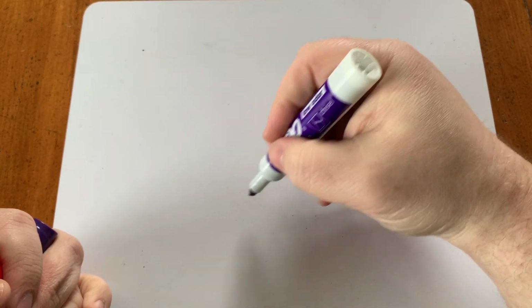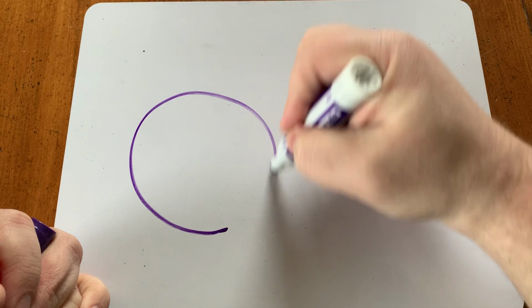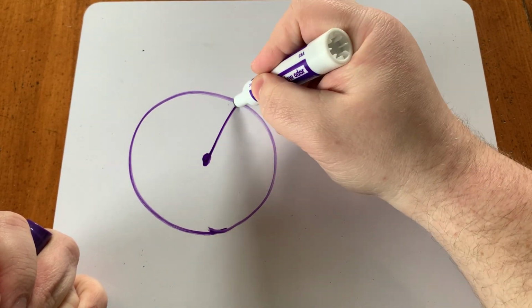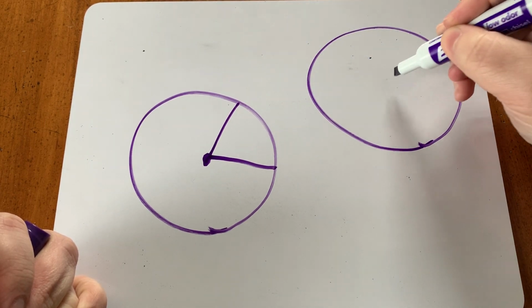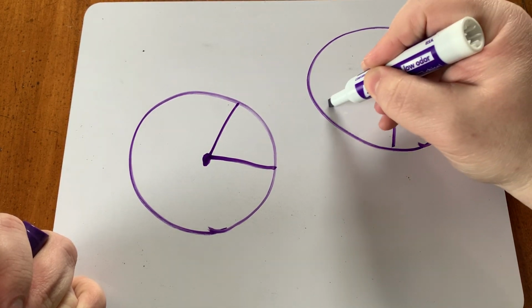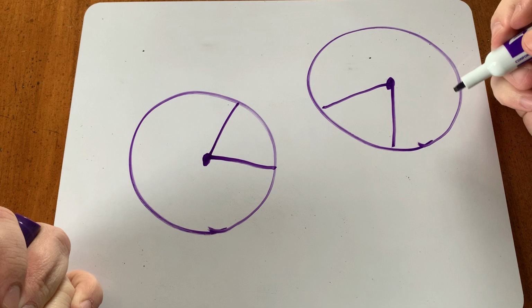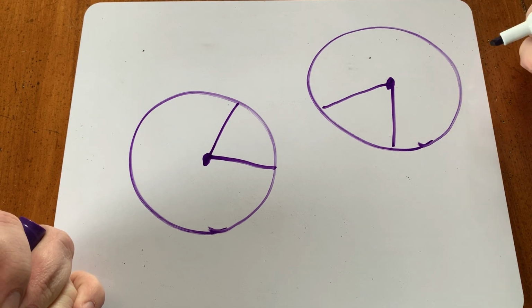But let's say we had 2 circles. Those are some real good circles. Just kidding, they're terrible.